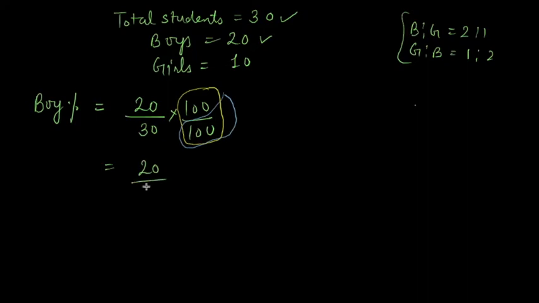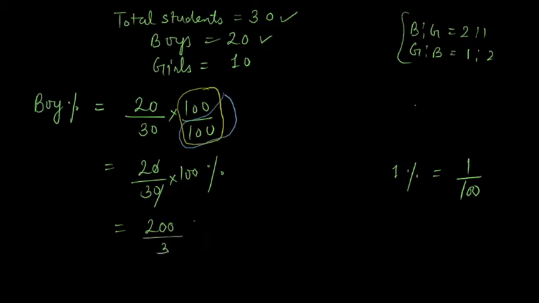So 20 upon 30 into 100%. Because 1% is what? 1 upon 100. So 1 upon 100, that's the denominator I am changing to a percentage sign. Now what will happen? 20 upon 30 into 100, this 0 is cancelled. So 200 upon 3%, which will be approximately equal to how much? 66.66%. So this is the percentage of boys in the class.